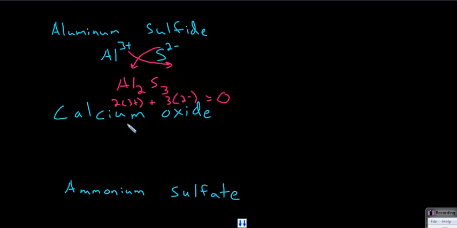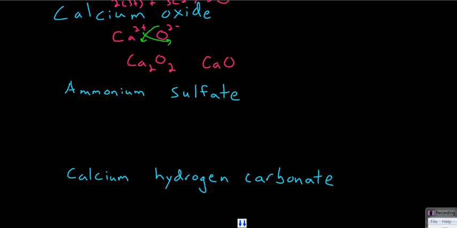Try another one. How about calcium oxide? Calcium, if it's an ion, has a 2+ charge, and oxygen, if it's an ion, has a 2- charge. So you might consider a crisscross here. But when you crisscross these numbers, that gives you Ca2O2. But we like to use a simplest whole number ratio of ions, and the simplest whole number ratio is not 2 and 2, but instead just 1 and 1. And so calcium oxide is just 1 calcium, 1 oxide. It's just CaO.